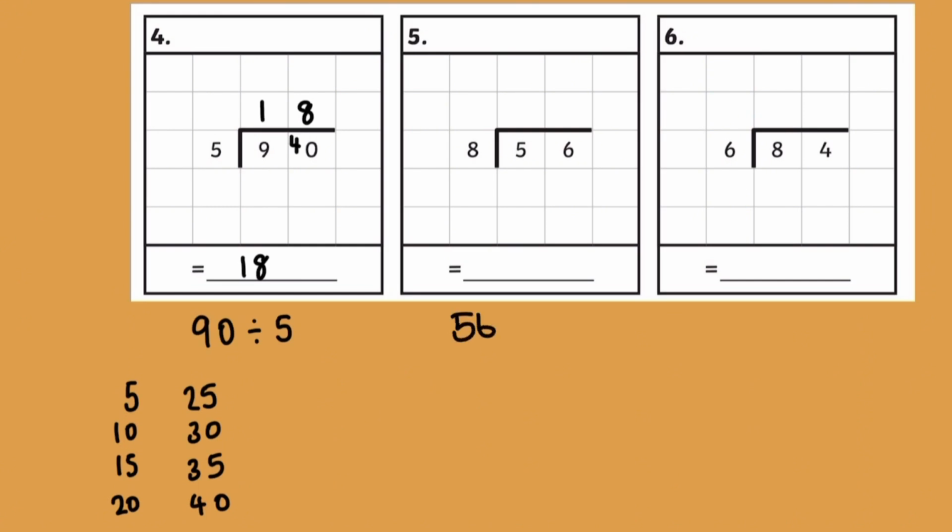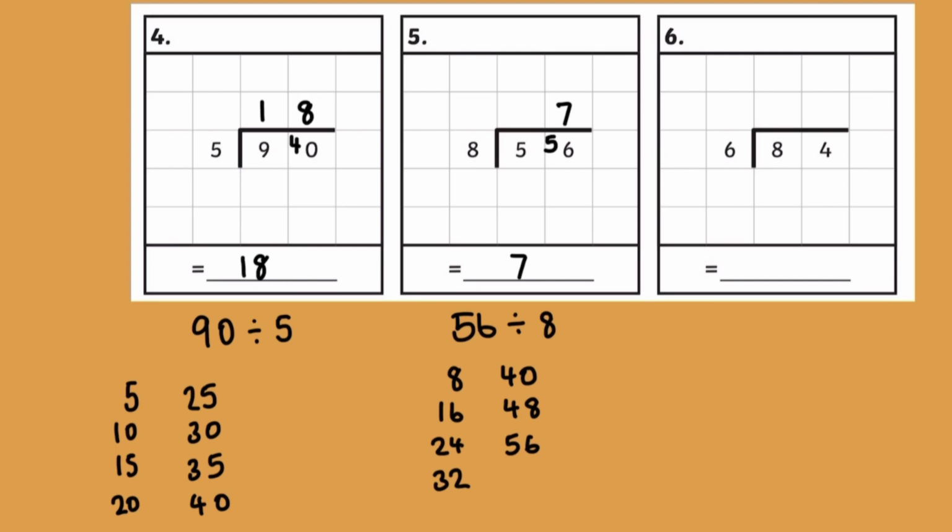Next question. 56 divided by 8. We can already see that 5 is smaller than 8, so we need to carry over our 5 because we can't divide it by anything. You can always put a 0 in there to place value to help you remember, but you don't need to. So now let's write out our 8 times table. So 8, 16, 24, 32, 40, 48, 56. So we can see 1, 2, 3, 4, 5, 6, 7. 7 lots of 8 is 56. So our answer is 7.